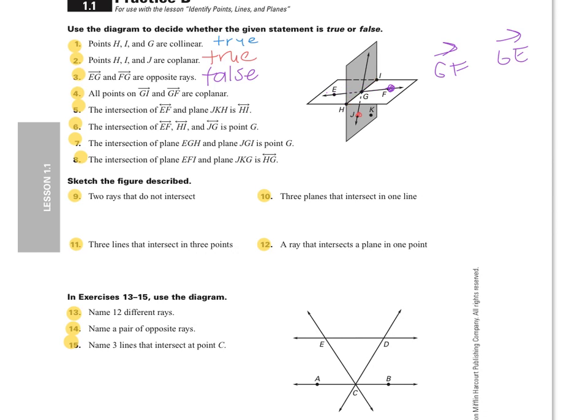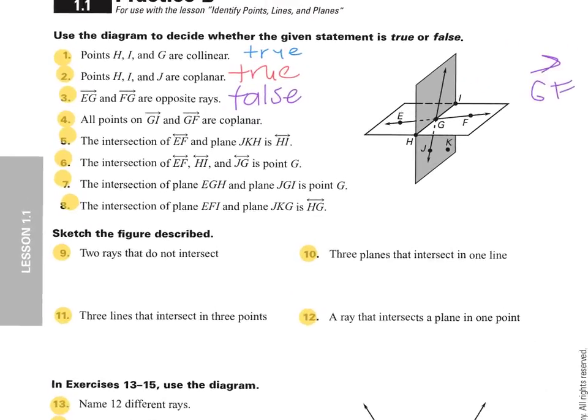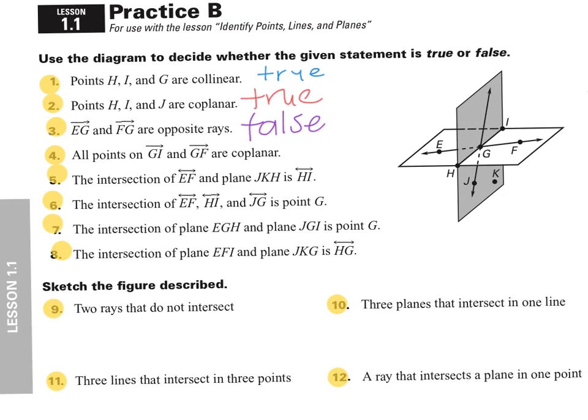Okay, clean this up. Number 4 says all points on ray GI and ray GF are coplanar, and that's true. They would all be on that plane that extends. Okay, number 5 says the intersection of line EF and plane JKH, which is this vertical plane, is line HI. And this line meets this top plane at a single point, so that's false.